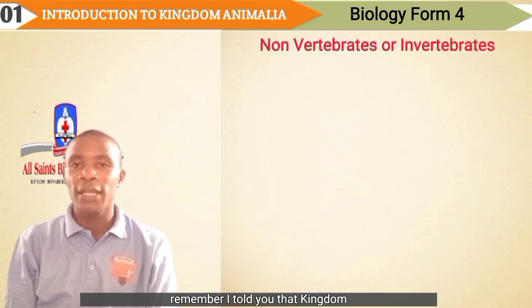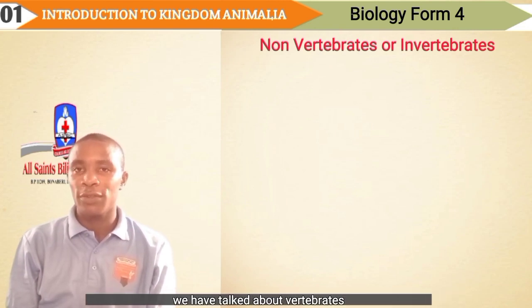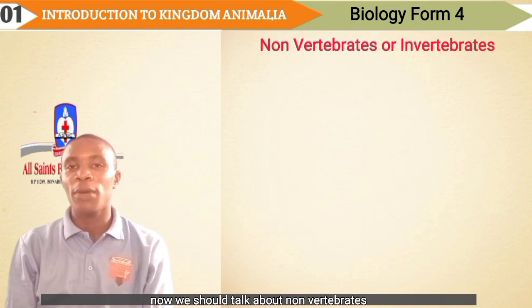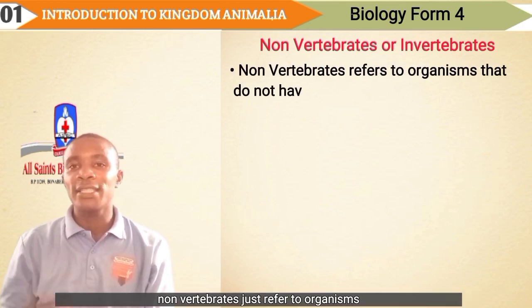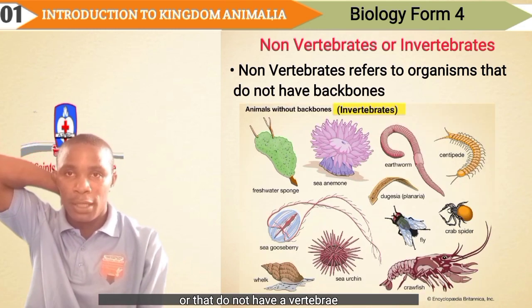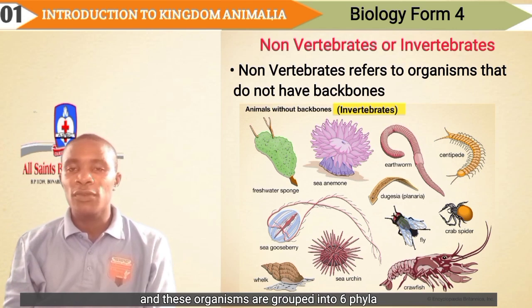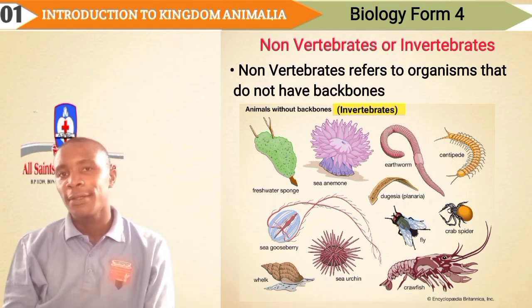Remember, I told you that kingdom Animalia is divided into two sub-kingdoms, vertebrates and non-vertebrates. We have talked about vertebrates. Now we should talk about non-vertebrates. Non-vertebrates just refer to organisms that do not have a backbone or vertebrae, and these organisms are grouped into six phyla.